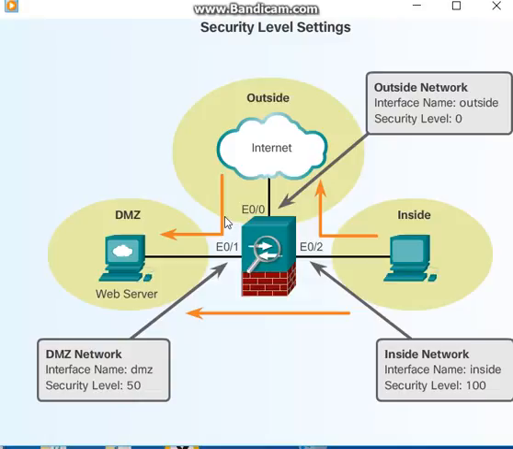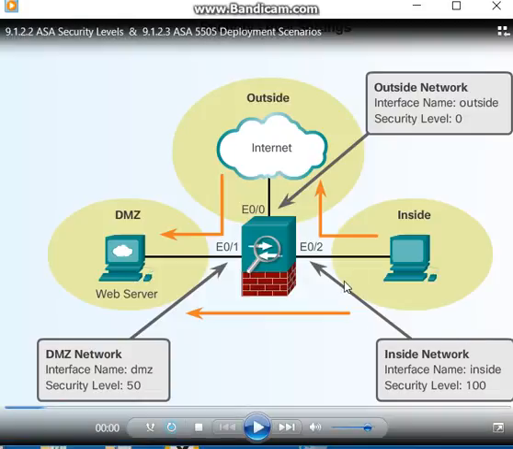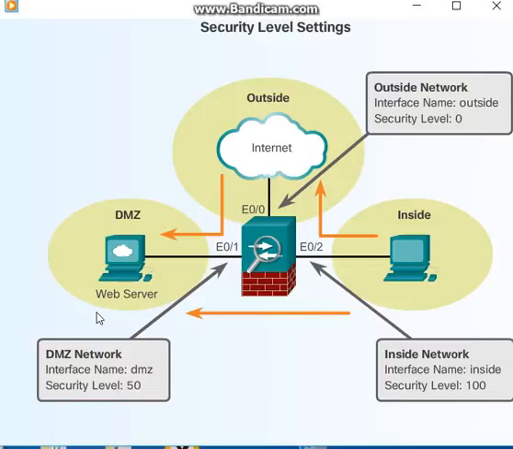Now, filtering. Filtering applies only for outbound connections from a higher level to a lower level. So from here to here, or here to here. If communication is enabled for same security interfaces, traffic can be filtered in either direction. You can enable communication by using an access list. So outbound traffic is allowed and inspected by default. Returning traffic is allowed because of stateful packet inspection.